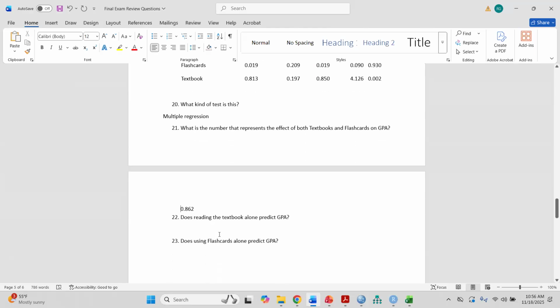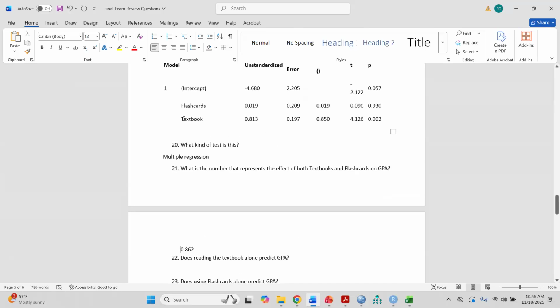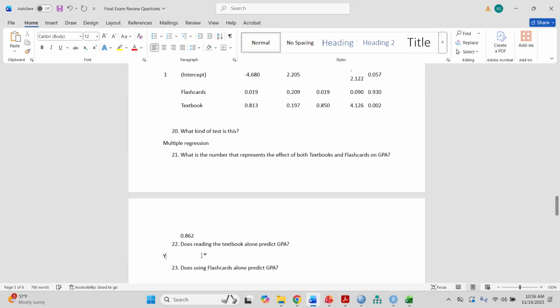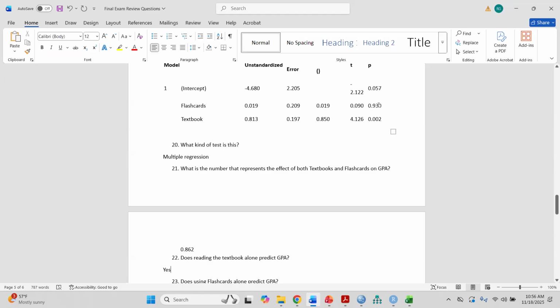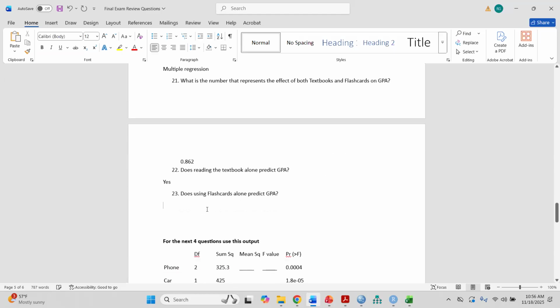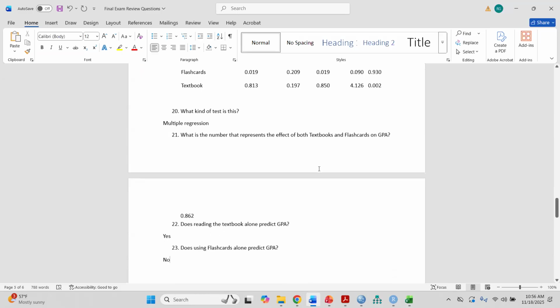Okay. Does reading books alone predict GPA? Another way you could say this is, does reading the textbook controlling for flashcard use predict GPA? So you look at textbook and you go over to the p-value, and it looks like, yeah, reading the textbook controlling for flashcards, the p-value is less than 0.05. So yes, it does. How about flashcards controlling for textbook? You go to flashcards, the p-value is 0.93, that's above 0.05. So that does not independently predict GPA. Okay. All right. Very good.